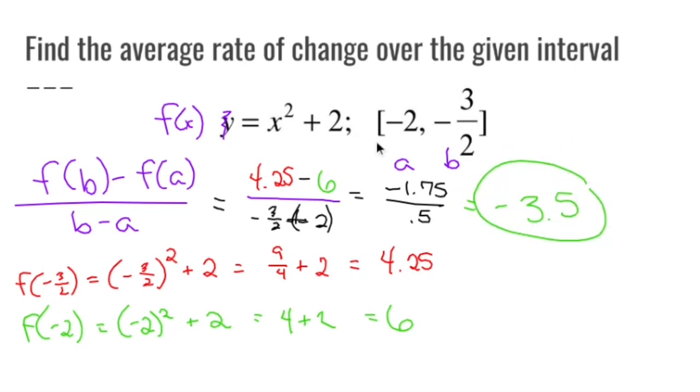So the rate of change is negative, meaning it's decreasing, which makes sense because that's a parabola going down in this area. So I like it. I like it a lot.